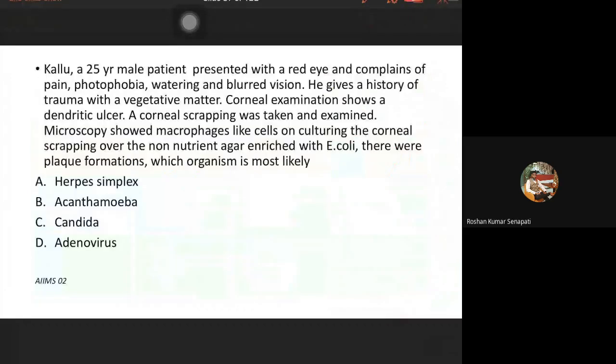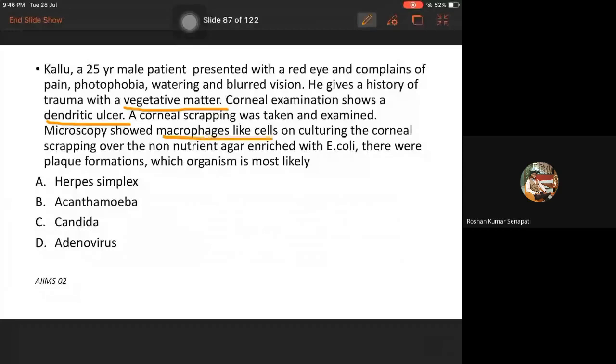Let's solve some questions. A 25-year-old male patient presented with red eye, complaint of pain, photophobia, watering, and blurring of vision. He gives a history of trauma with vegetative matter, that is very important. Corneal examination shows a dendritic ulcer. Corneal scraping was taken and examined. Microscopy showed macrophages, live cells, and on culturing the corneal scraping over non-nutrient agar induced with E. coli, there was plaque formation. Which organism is the most likely diagnosis?